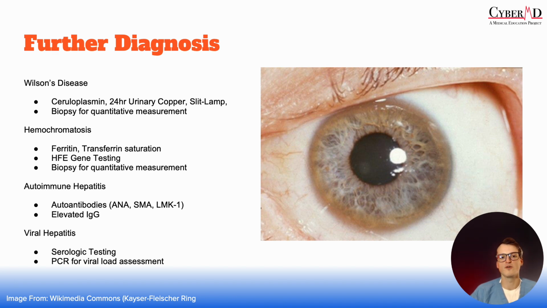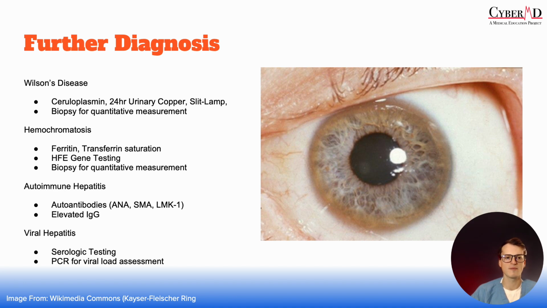In the case of autoimmune hepatitis, we can look for specific antibodies, including ANA, SMA, LKM1. Those are all specific autoantibodies that we can look for in patients with cirrhosis. We can look for elevated IgG levels, and that can be a characteristic feature of this condition.